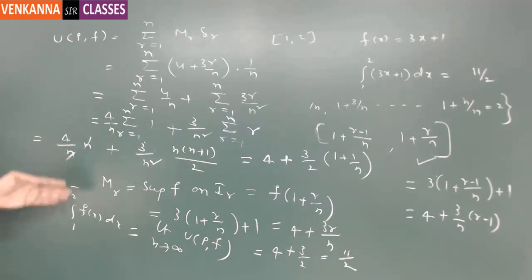So lower integral and upper integral both are equal. Hence the function is Riemann integrable. Therefore the common value 11 by 2 is nothing but the integration value over the interval for 3x plus 1. Okay.